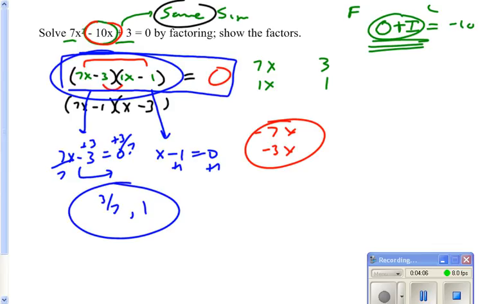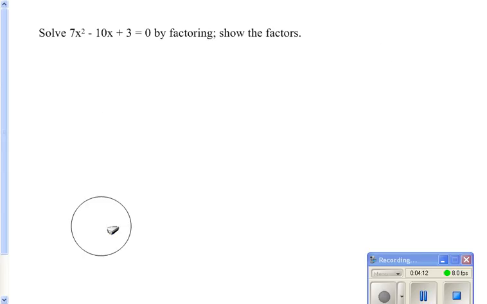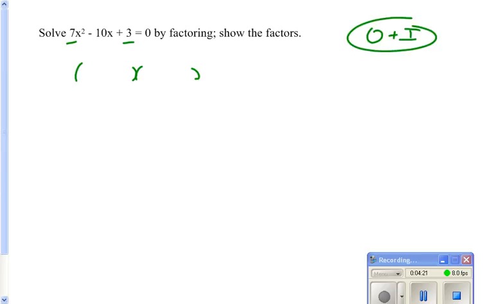Once again, when I have x squareds and a constant, I have to break it down into two binomials, and the first terms have to give you a 7x, and the last terms have to give you a 3, and the OI has to be a negative 10.